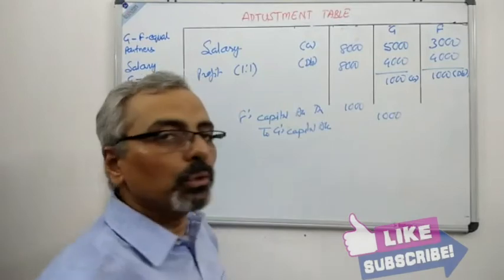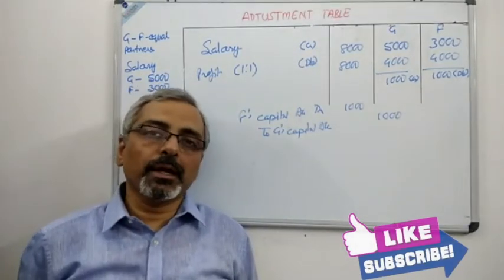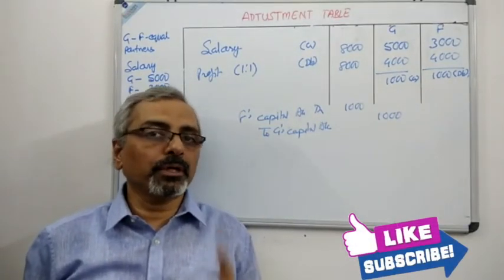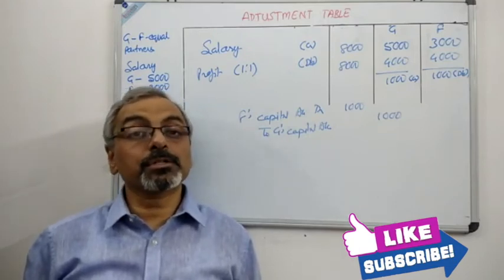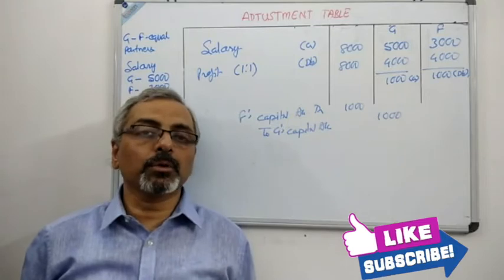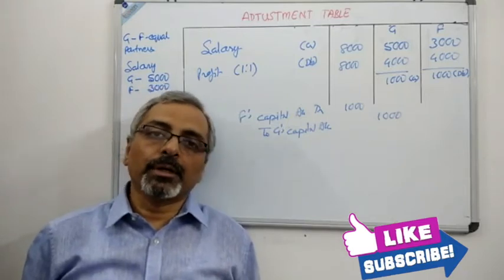So this concludes the three cases which we had taken in this question. If you remember, the first case was interest on capital was omitted, the second case was interest on drawing was omitted, and the third case was salary was omitted. Keep watching.